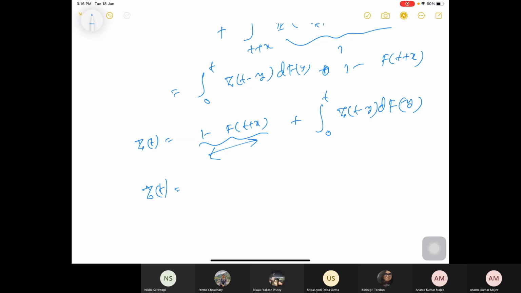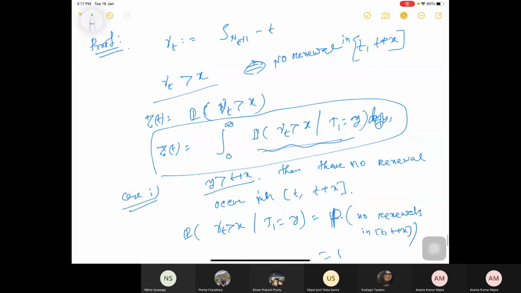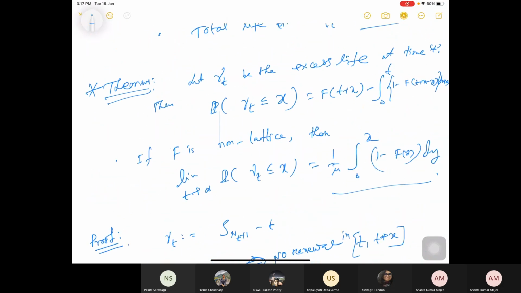So zt, as in my previous technical lemma, is 1 minus F of t plus x plus the integral from 0 to t of, what was that, a of t minus y. Is it not? So you can write this as 1 minus F of t plus x minus the integral of 1 minus a of t minus y, with t minus y and t plus x, dFy. So zt, I have this part, whatever I wrote down as the theorem form. Yeah, exactly this one.